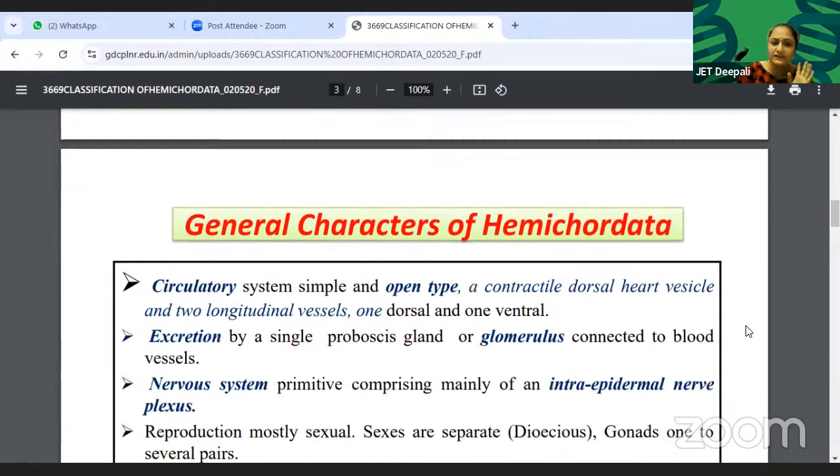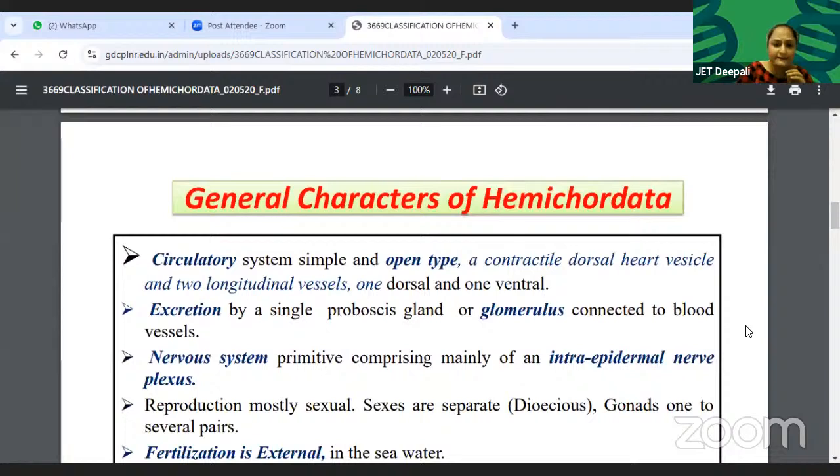General characters: circulatory system open type and simple kind. Contractile dorsal heart vesicle and two longitudinal vessels, one dorsal and one ventral. Only this is the circulatory system they are having. Excretion by a single proboscis gland, or you can call it a single glomerulus. This is connected to a blood vessel. Nervous system primitive, comprising mainly of an intraepidermal nerve plexus, meaning only a nerve ring is present.